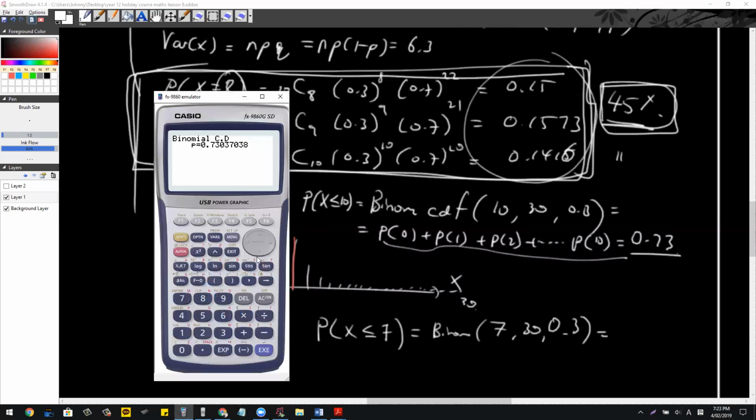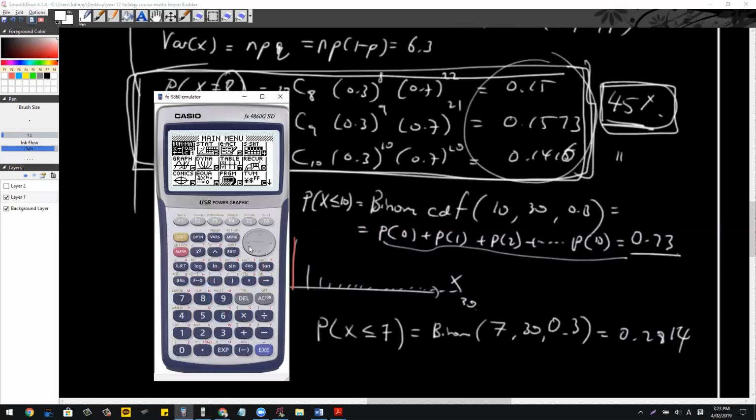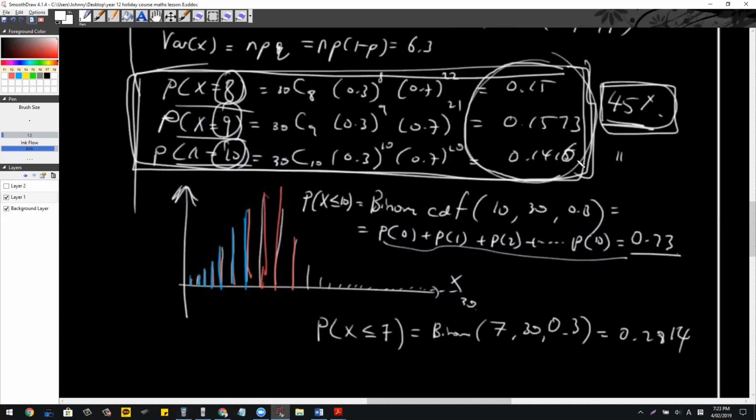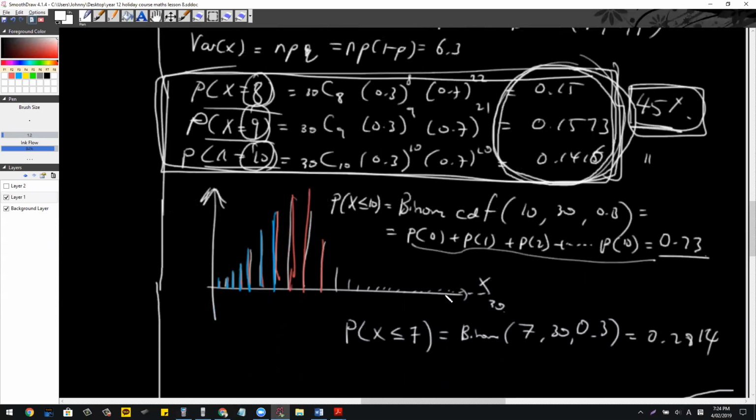If I do that in my calculator, that's 7 here. Then up to 7, it's only 28%. So if I take that away from 0.73, that's 0.73 minus 0.2814, then I get 0.4486, right? That's that one here. So that's how you do it using the binom CDF.